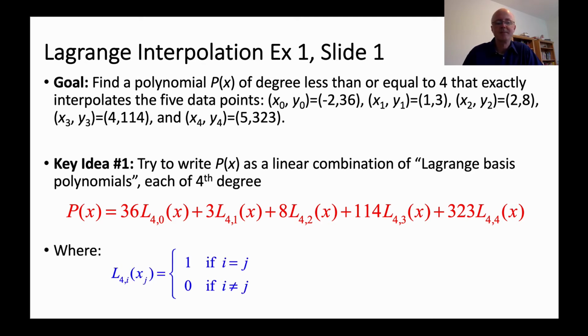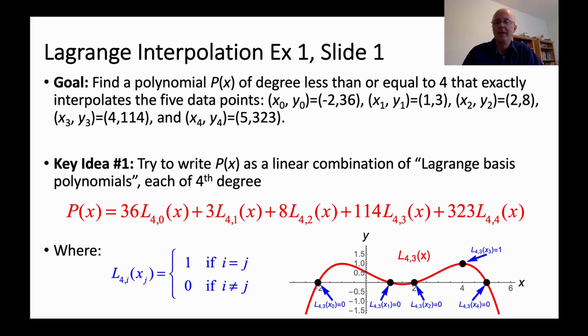In a formula, you could say this: L sub 4 comma i at xj, where xj is a node, either x0, x1, x2, x3, or x4, is equal to 1 if i equals j, and is equal to 0 if i does not equal j. In particular, for example, if i is 3, and we're looking at L4,3 of x, you can see that this fourth degree graph is 0 at x0, which is -2, x1, which is 1, x2, which is 2, and x4, which is 5, and it equals 1 at x3. That's where i equals j. They're both equal to 3 in this case.